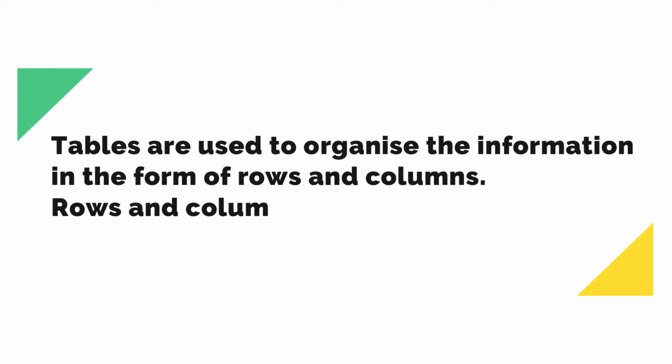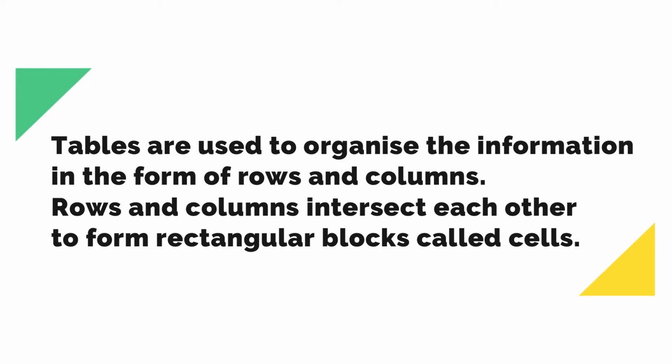Tables are used to organize the information in the form of rows and columns. Rows and columns intersect each other. Intersect means they meet at a point, they cross each other at a point. And that particular section, that particular area or rectangular box is known as a cell.